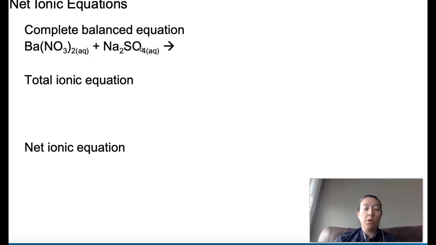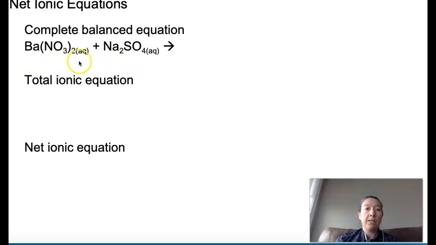Once we had generated our total ionic equation, we then checked for spectator ions. So remember, spectators are those ions that don't change. So they are identical on the reactant side and the product side. We then canceled those out, and that then left us with our net ionic equation.